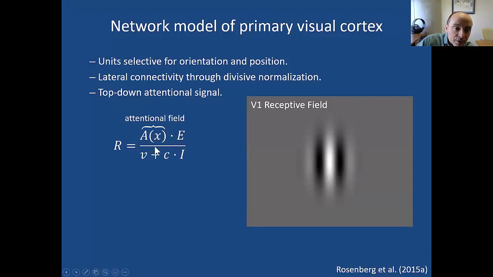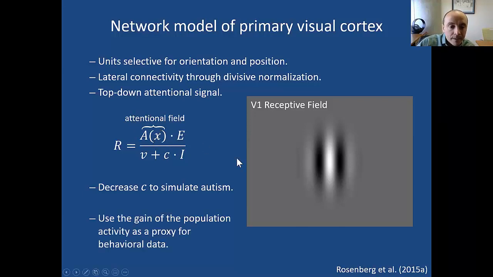And this is incorporated here, where the attentional signal is a function of distance. So you get a stronger gain when the target is close to the cue, and a weaker gain when that target and cue are further apart. So this is just a Gaussian function centered on the cue's location. Okay, and so what we will then do is decrease C to simulate autism. And I'll point out that the only thing we're changing in this model is in the divisive normalization component. We're not changing anything about the top-down attentional signal. And then we'll use the gain of the population activity as a proxy for behavioral data.